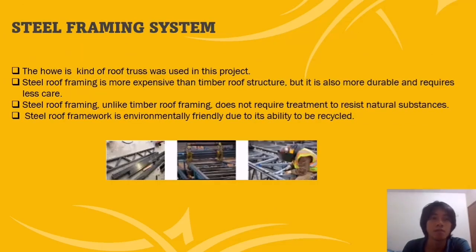And the last component of IBS used in this project is the steel framing system. The whole kit of roof truss was used in this project. Steel roof framing is more expensive than timber roof structure, but it is also more durable and requires less care. Unlike timber roof framing, it does not require treatment to resist natural substances. Steel roof framework is environmentally friendly due to its ability to be recycled.